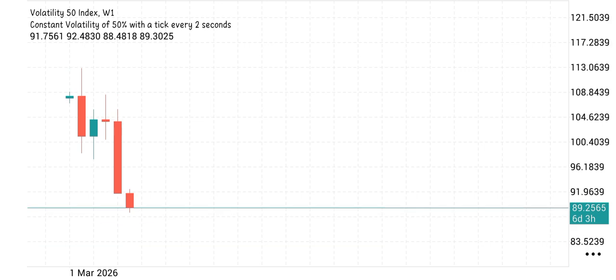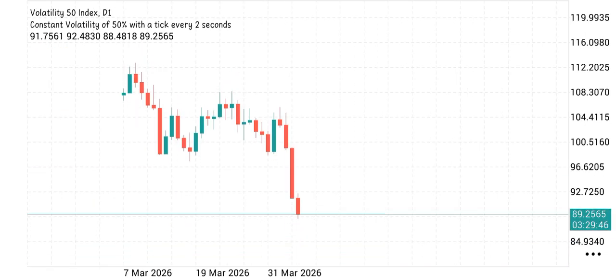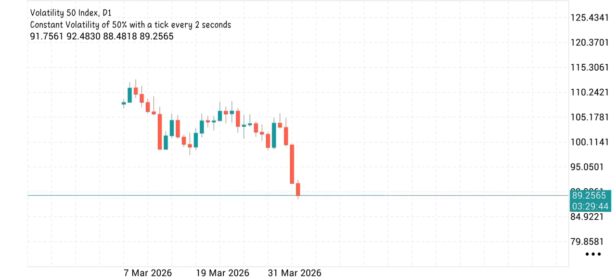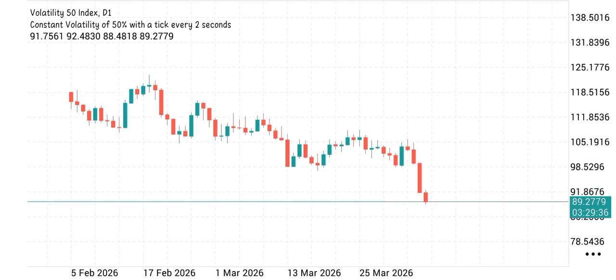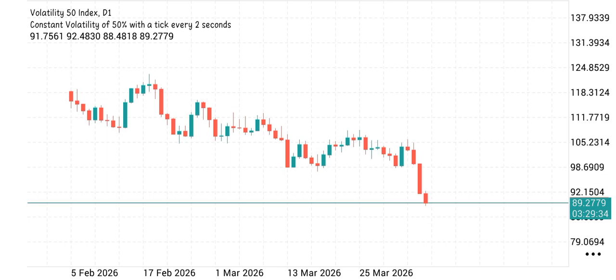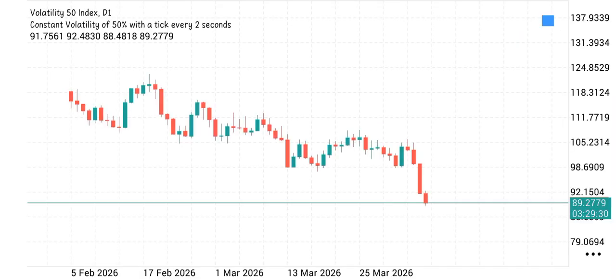Now let's check our daily time frame. This particular pair has been so bearish, like the bearish cycle was so large. Now let's expect volatility 50 to do something like this. Let's expect it to do something like this.